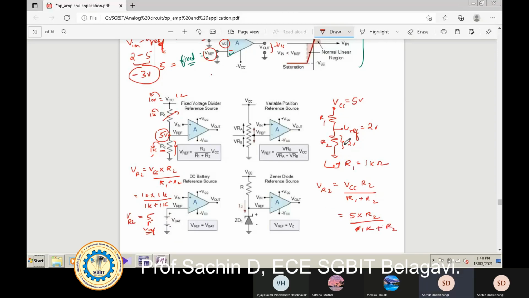Voltage across R2. What is voltage across R2? It is 2 volt. That is the reference voltage. Reference voltage means voltage at this point with respect to ground. That is voltage across R2. So it is 2 volt.